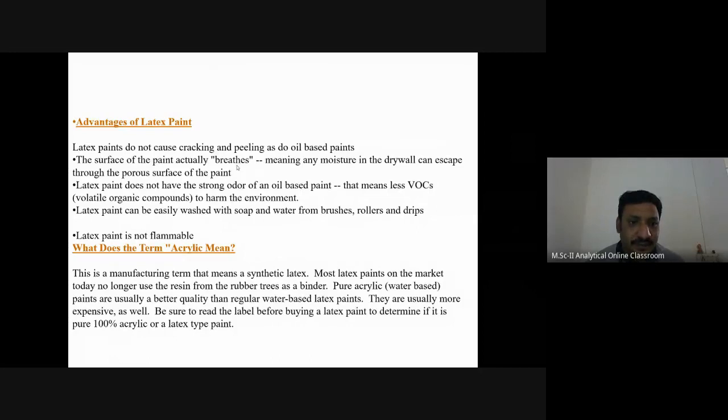So latex paint is not flammable. Why is it so? Snehal, Guzer, why is latex paint not flammable?